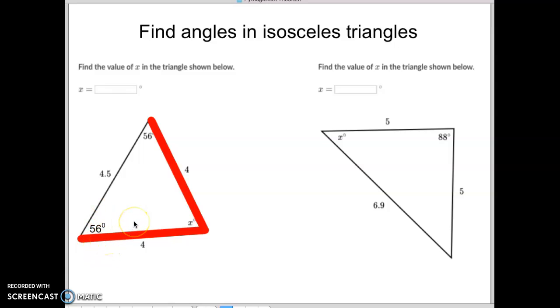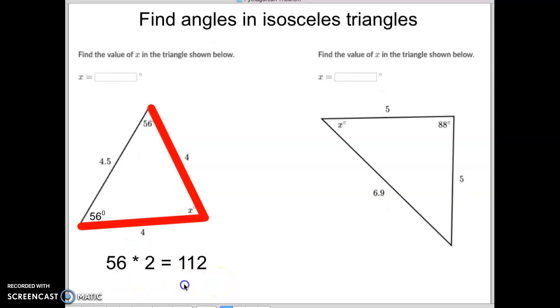So then all we have to do at that point is we simply add those two together. 56 plus 56, or 56 times 2, is 112. And then we simply subtract 112 from 180, and we realize that the leftover angle right here is 68 degrees.